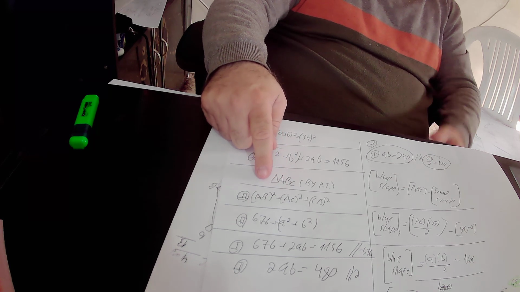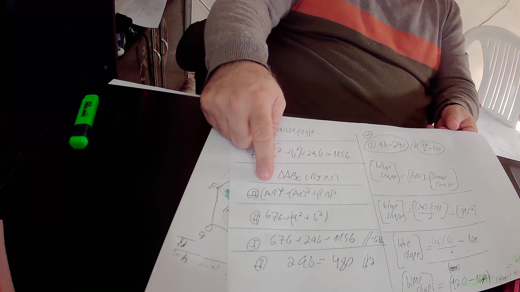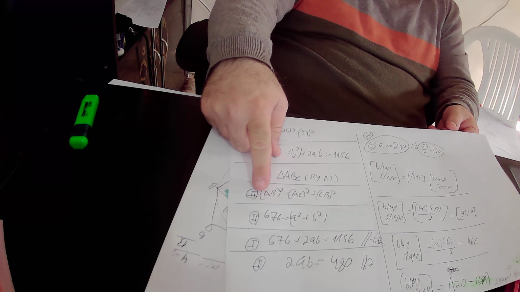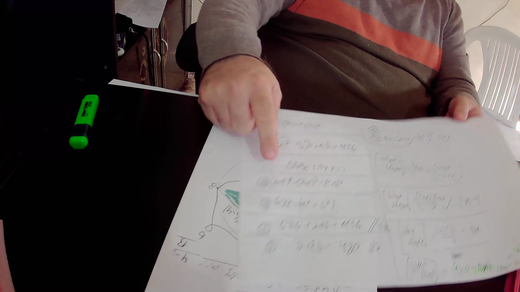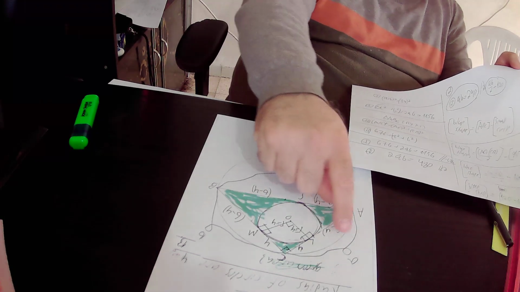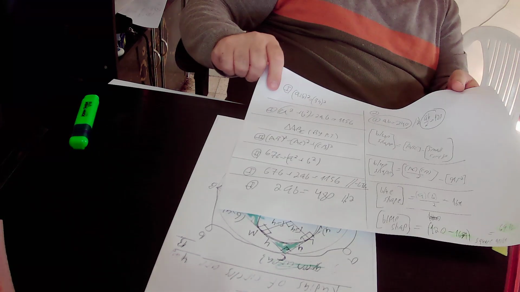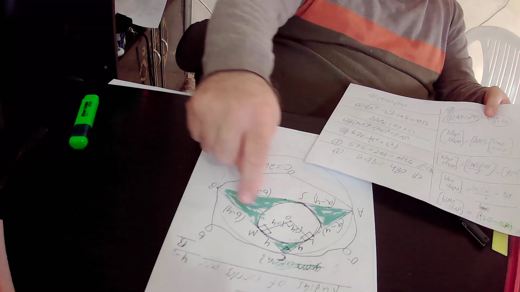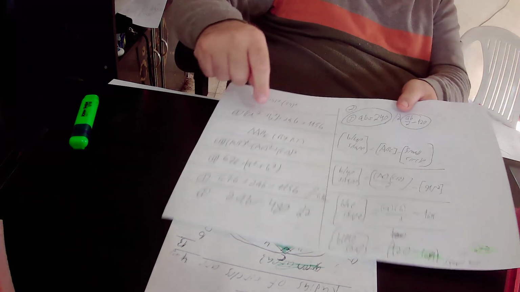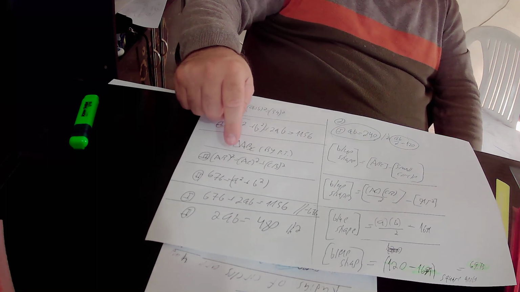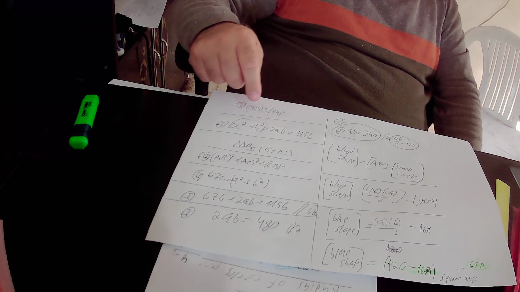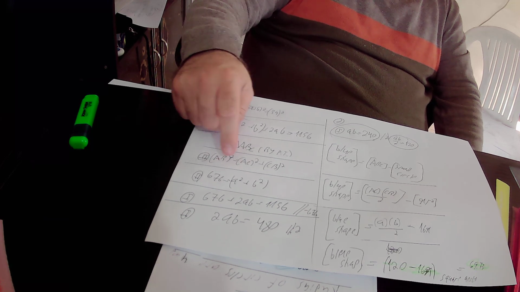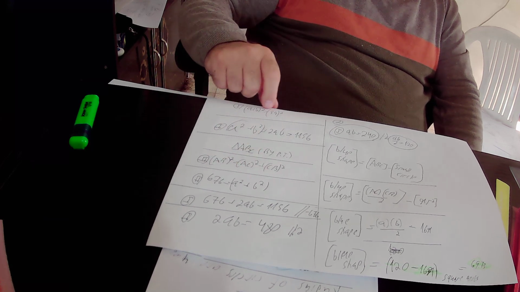So AB equals 26, therefore AB squared is 26 squared, that is 676. And it is equal to AC squared plus CB squared. AC is A, so AC squared is A squared, and CB is B, so CB squared is B squared. So in conclusion, 676 equals A squared plus B squared.